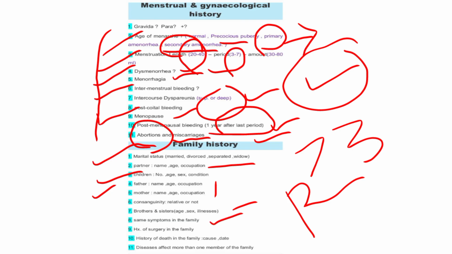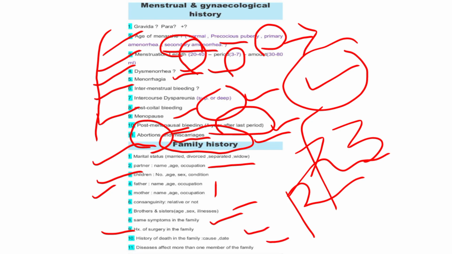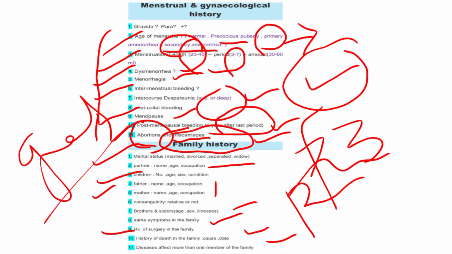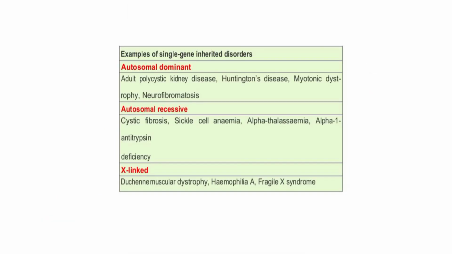Same symptoms in the family, to rule out any kind of family history that comes from one generation to another. History of any kind of surgery in the family. History of death in the family, their cause and date. Disease affecting more than one member of the family. Most of the diseases, genetic diseases, travel in the family. So family history is very important.